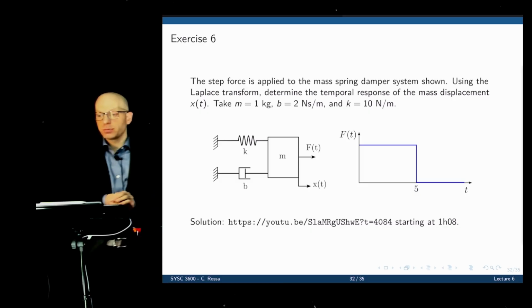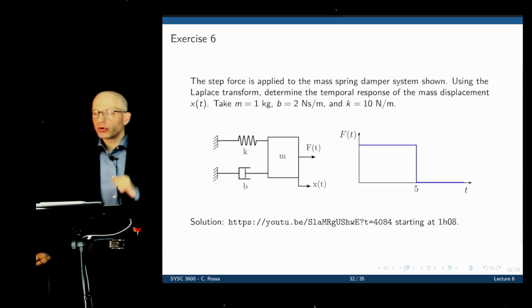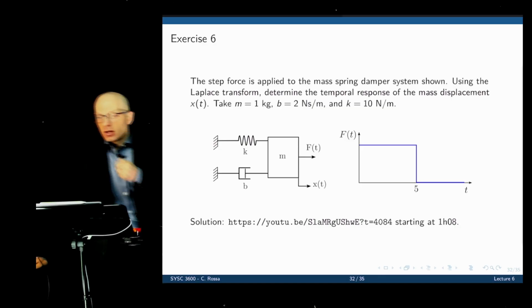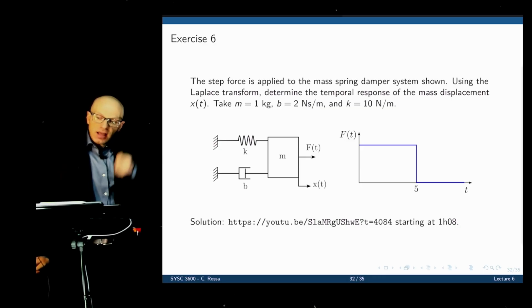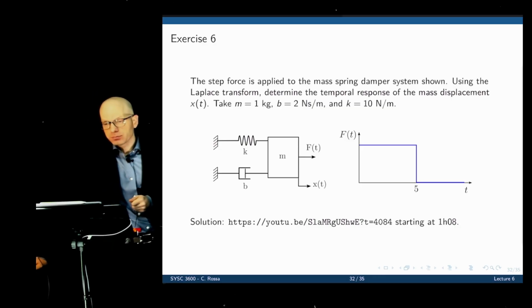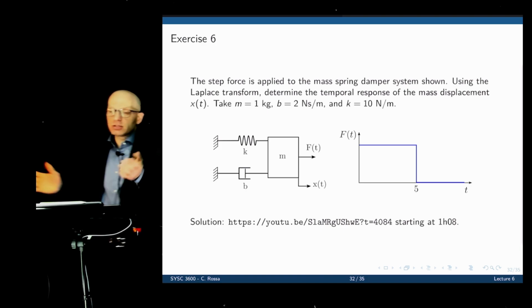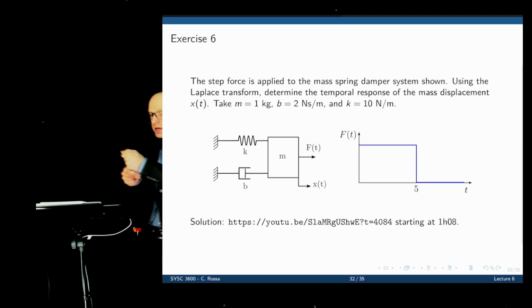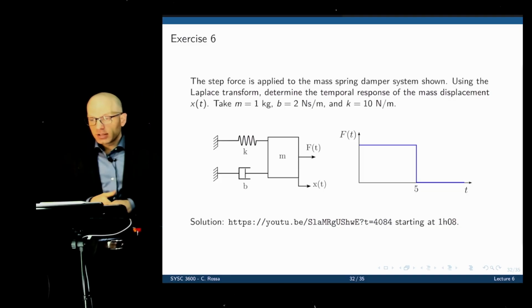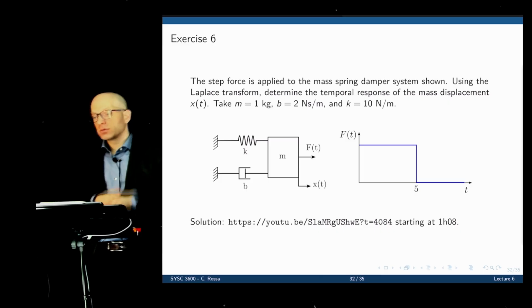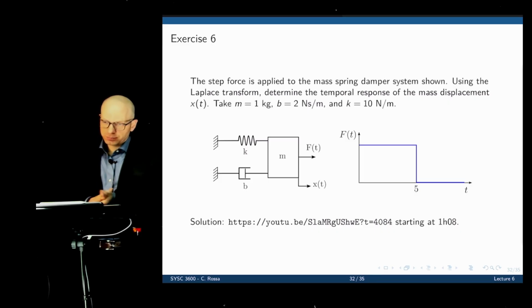So here we have a mass spring damper system. The mass is subject to a force F of t. The displacement of that mass is x of t. Now notice how the force is applied to it. The force is a step force, but that step ends at 5 seconds. So basically you're applying a force to the mass, you're pulling on the mass, and after 5 seconds, we just let it go. And we want to find now the response of this system, the time response x of t for that particular input signal.